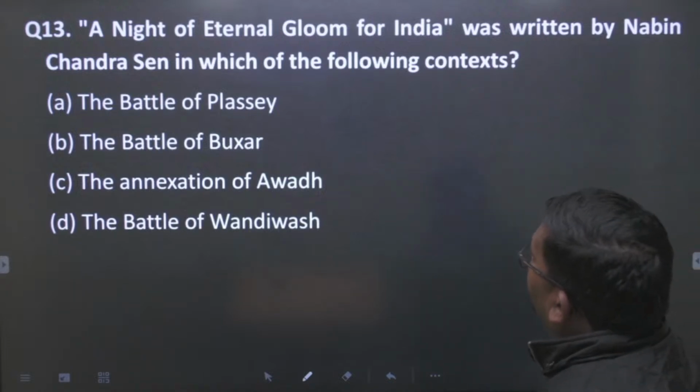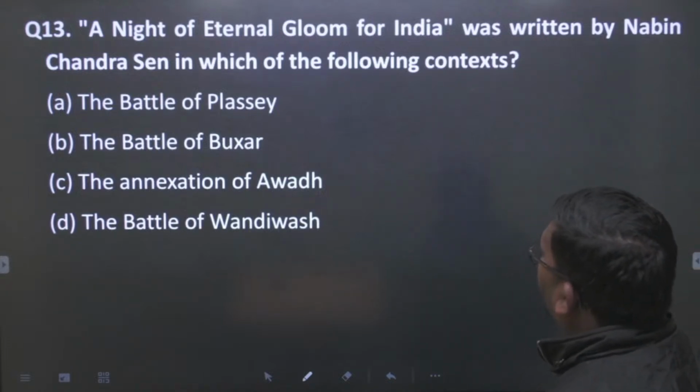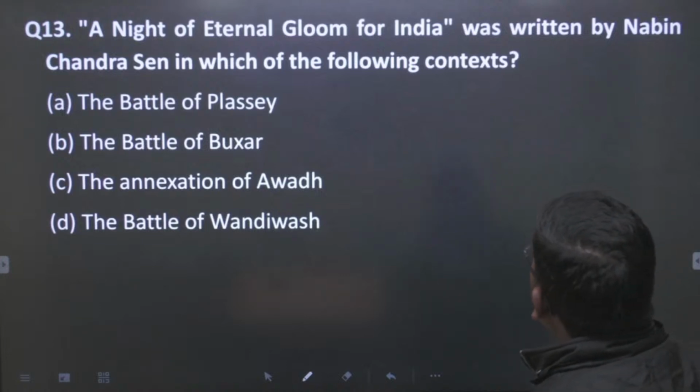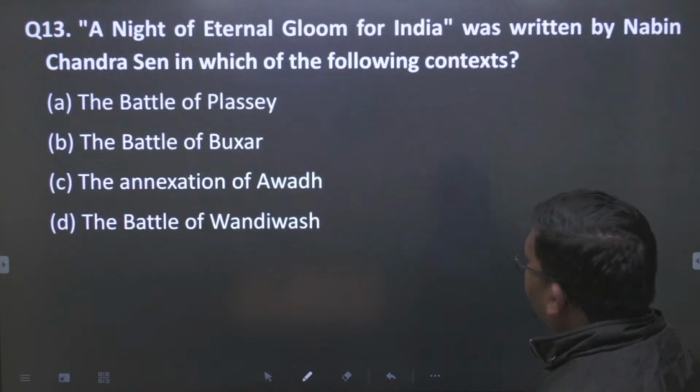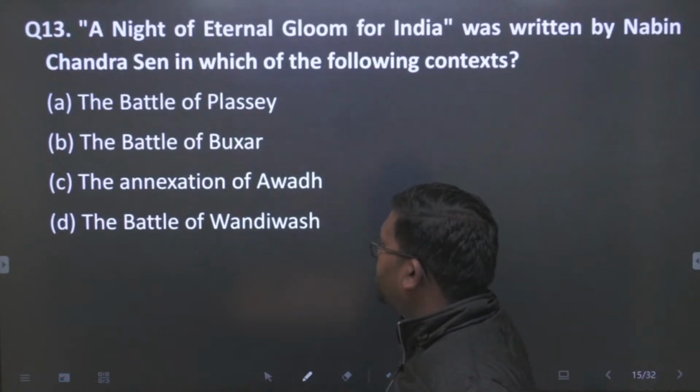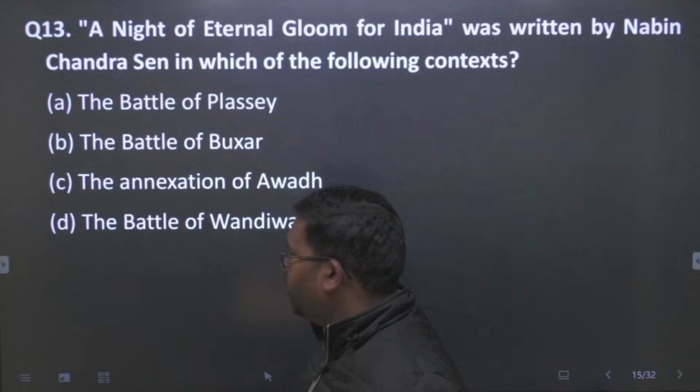A Night of the Eternal Gloom for India was written by Nabin Chandra Sen in which of the following contexts? Battle of Plassey, Battle of Buxar, Annexation of Awadh, and the Battle of Vantivas.